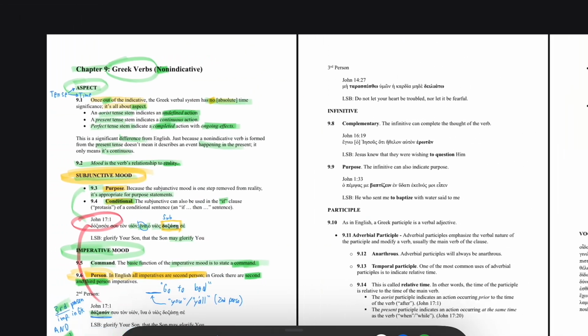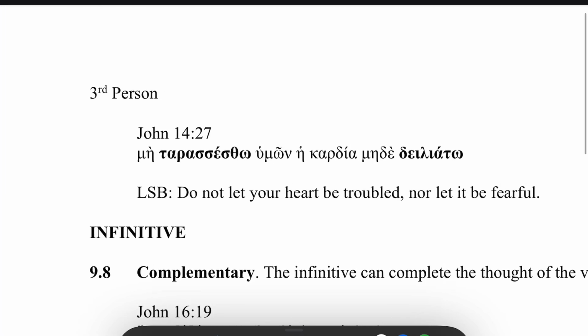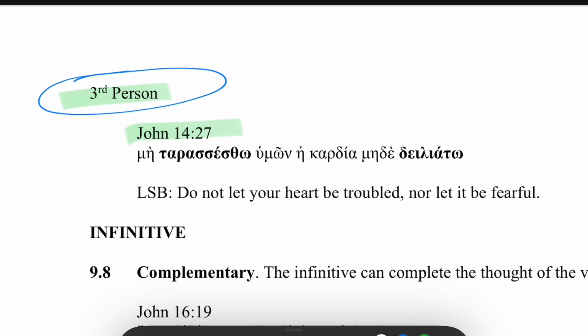Now we'll also look over and see a third person imperative in John 14:27. Me tarassesthO humon he kardia mede deiliato. So there's actually two third person imperatives here. Do not let your heart be troubled, nor let it be fearful.